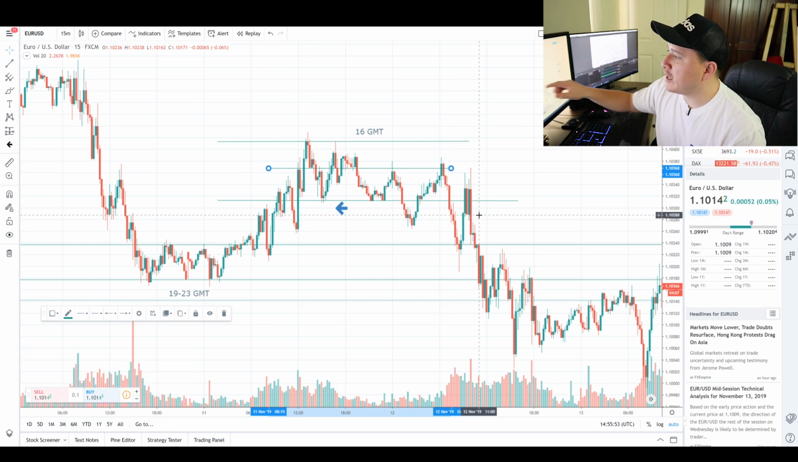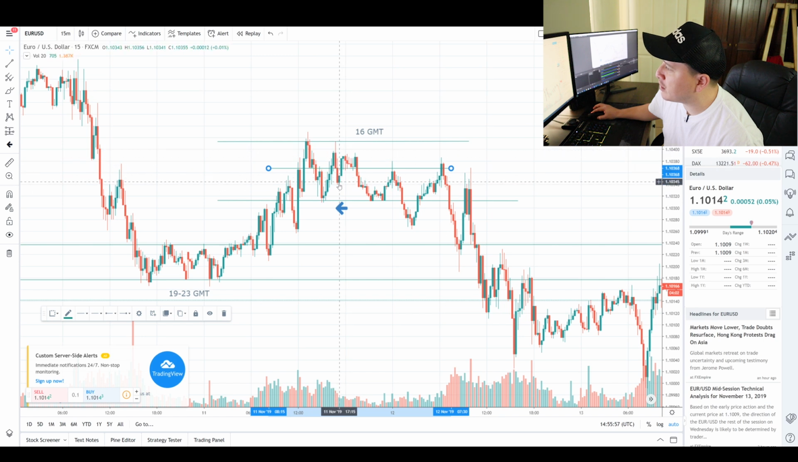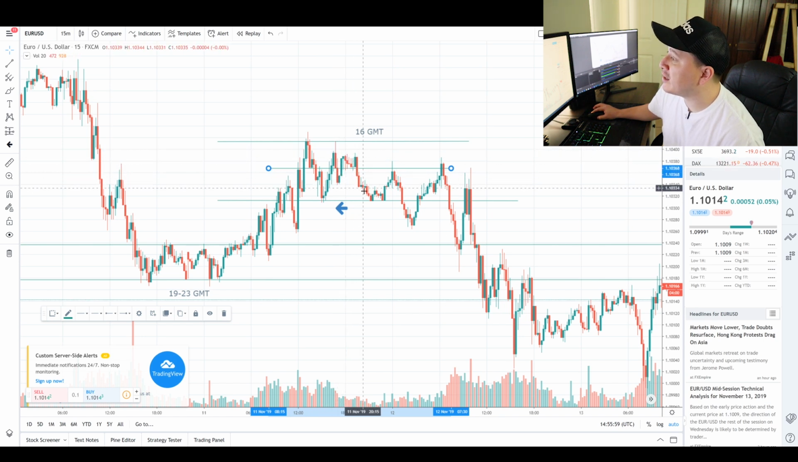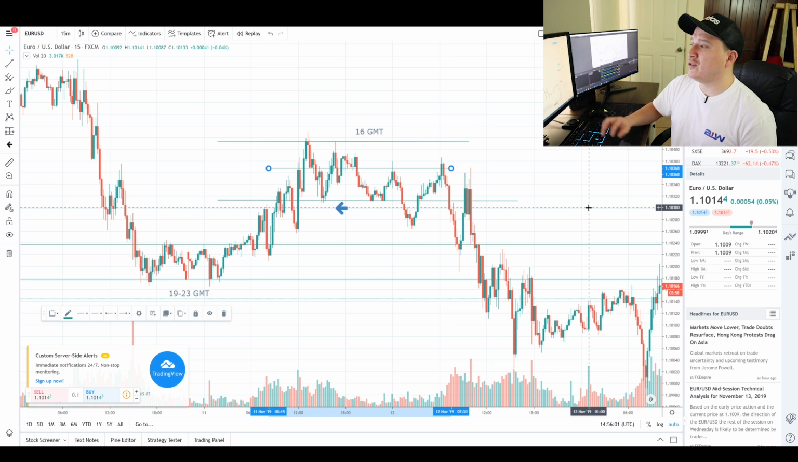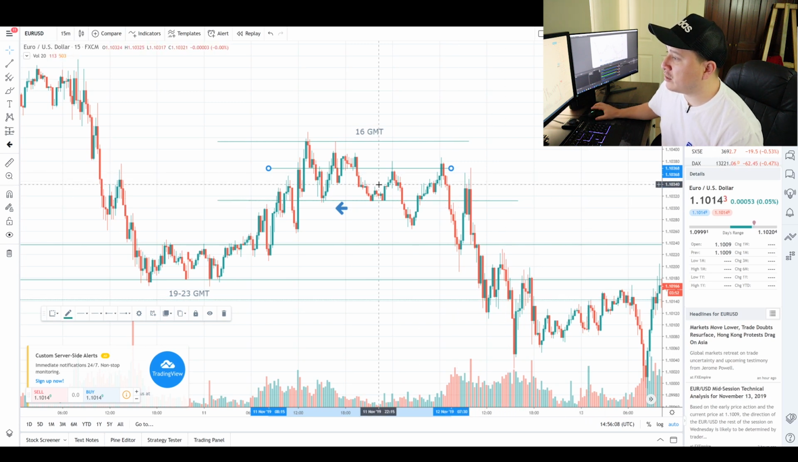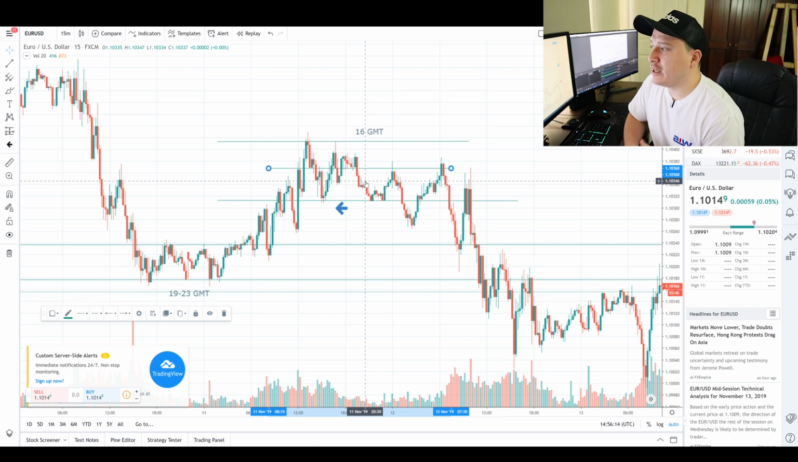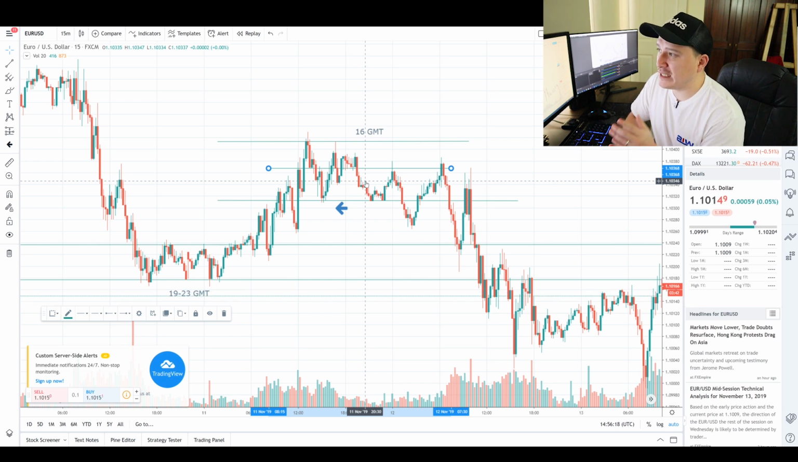But if you notice, it got broken many times. One, and then another one, and then another one, then another one. So there are support lines that are being broken a lot. Like here, there's another support line that was broken. Here, there's another support line that was broken, and so on. I can continue, but I think you see my point. The best times are 16 and 19 to 23 GMT.